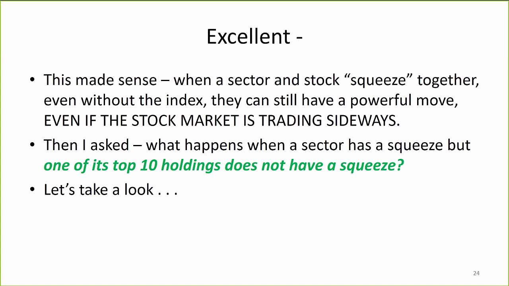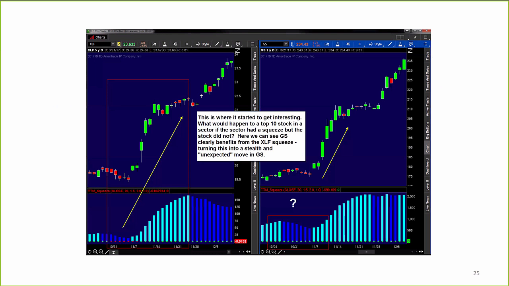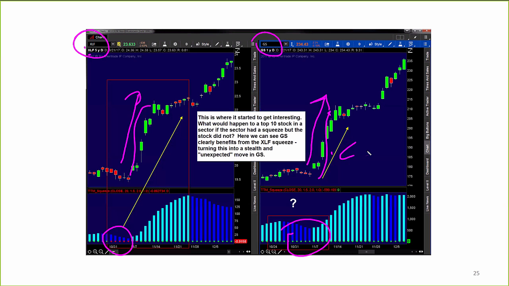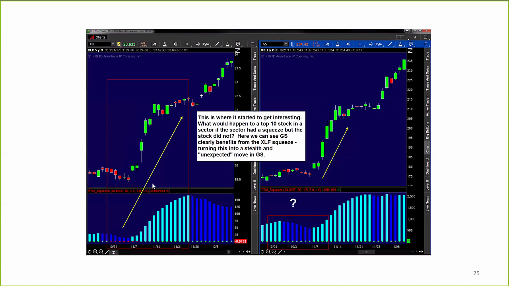Okay, so check this out. Here's XLF, and again, this is the financial sector. And here's Goldman Sachs. XLF has a big old squeeze and it fires. Goldman Sachs does not have a squeeze, but it is carried along for the ride. Why? Because it's a top 10 holding. If XLF is going, Goldman Sachs is going. To me, this was the first thing I realized: wow, there are stealth moves in the market that I never catch because I'm not paying attention to this.